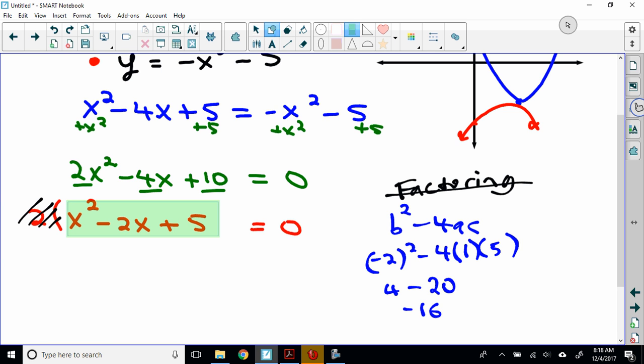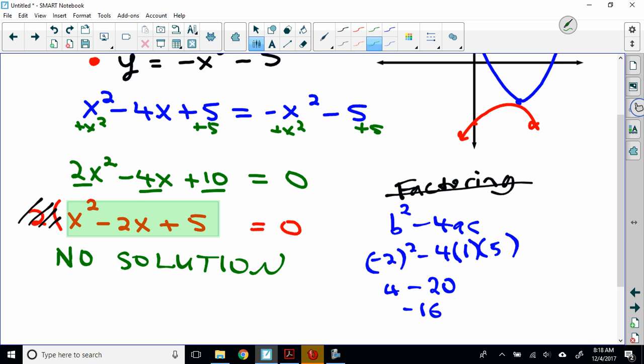So what's that tell me about this equation? That it has no real solution. So what do I know about the system then? That it's not going to have a solution, okay? So the answer to this then is no solution. This has no solution.